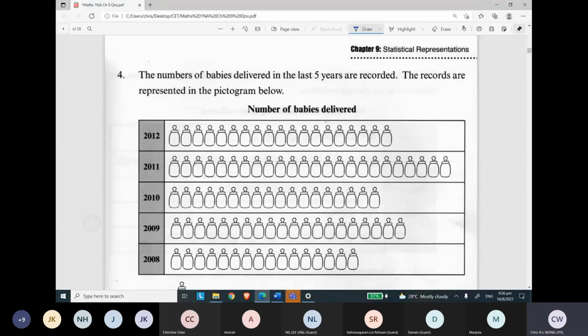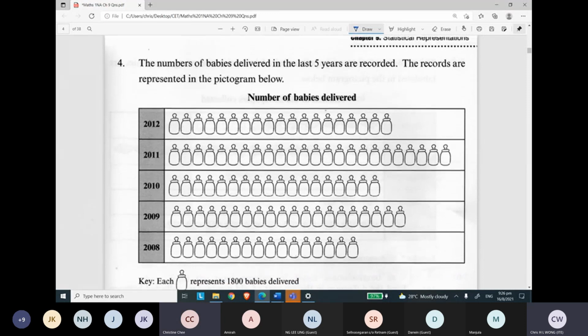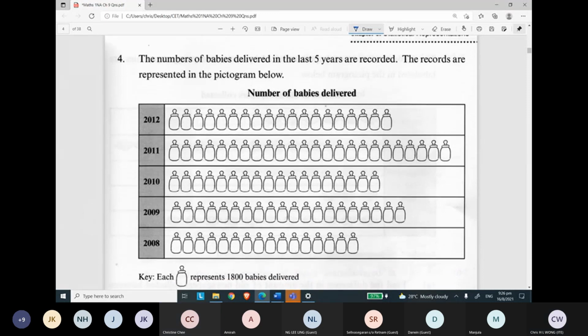Another pictorial diagram. Okay, very easy. This one is the number of babies born in the 5 years. One baby bottle represents how many? Wow, these are a lot. One baby bottle is 1,800. Okay, now you tell me how many.